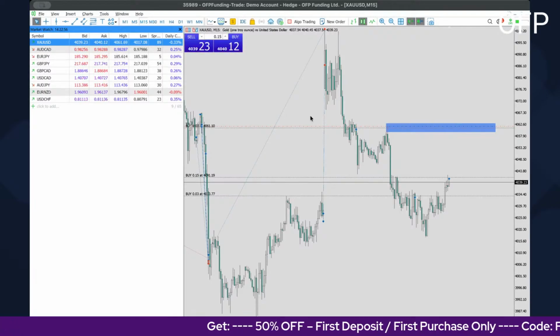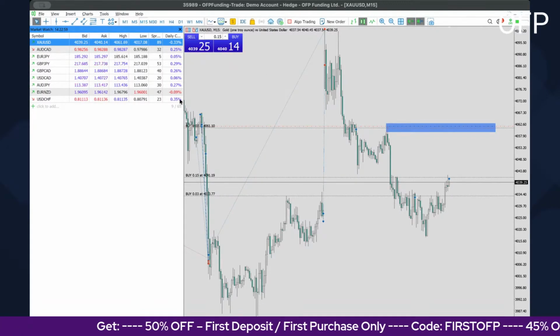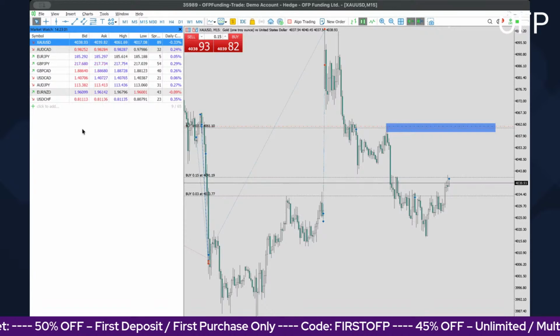But right now, the markets aren't really moving. They're gonna move probably in the next 8 minutes. Then we're gonna see where that market actually goes.